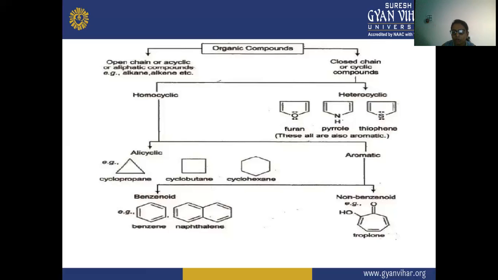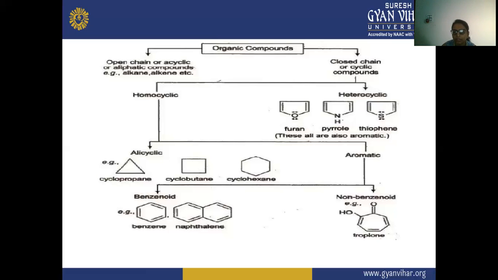So in the benzenoid, you can see here, they have benzene and naphthalene, and in the non-benzenoids, they have tropolone. An example is your tropolone. In the alicyclic, they do not have any double bond or triple bond. They have only single bonds, and these single bonds are attached to them.